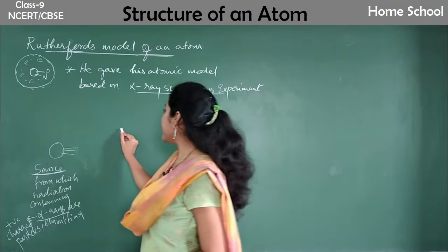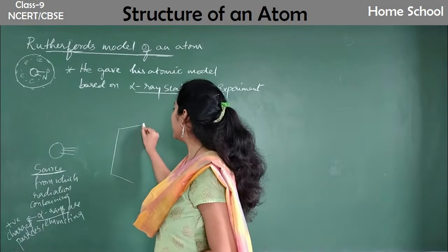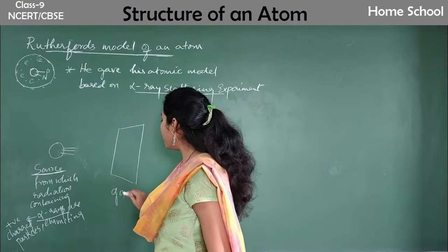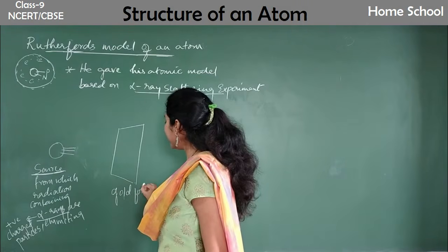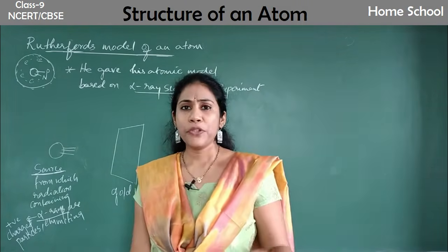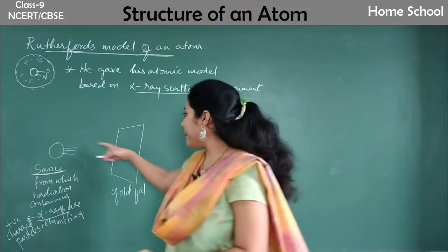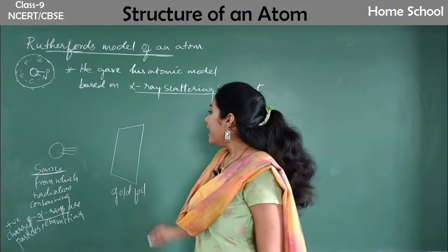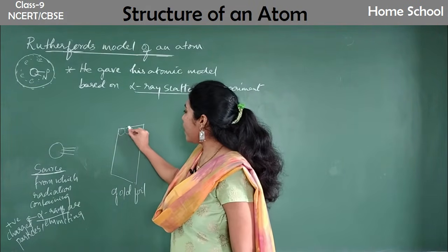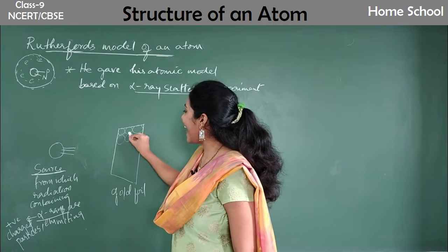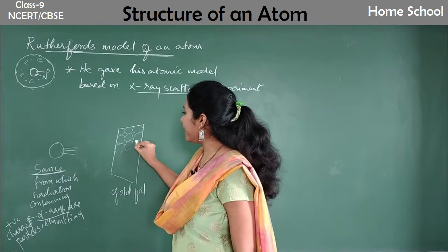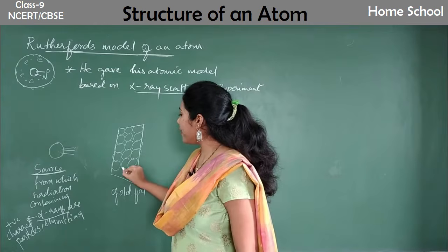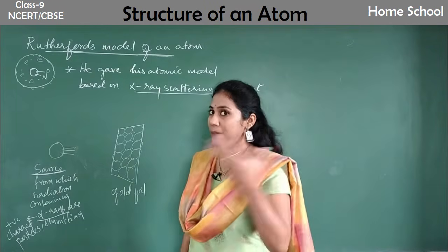Now, in front of this particular substance, which we call a source, he placed a gold foil. What do you mean by gold foil? A very thin gold sheet is called a foil. A very thin gold sheet he placed in front of the source which is giving out the radiations. And a thin sheet of gold foil would contain many atoms of gold. Yes or no? Anything made of gold contains its own atoms. So this thin sheet is also made up of many gold atoms. Just keep this in mind.